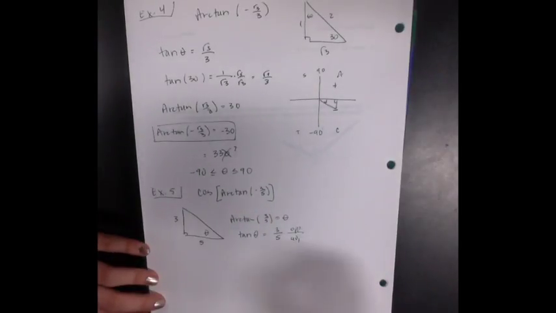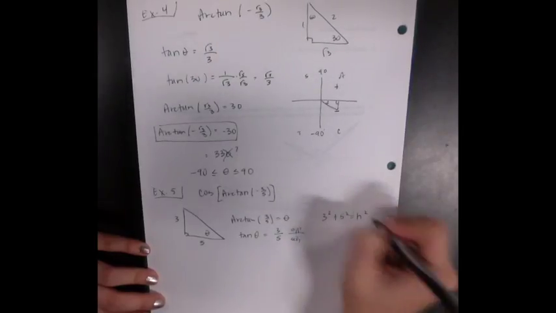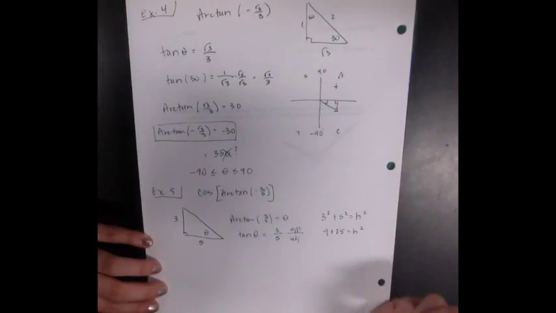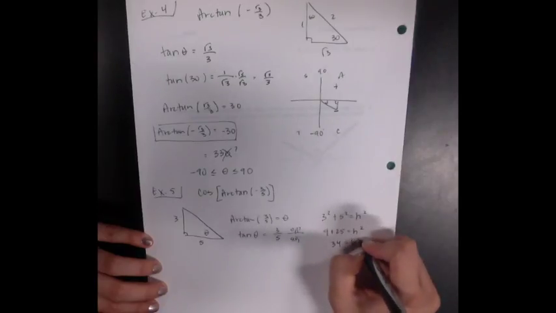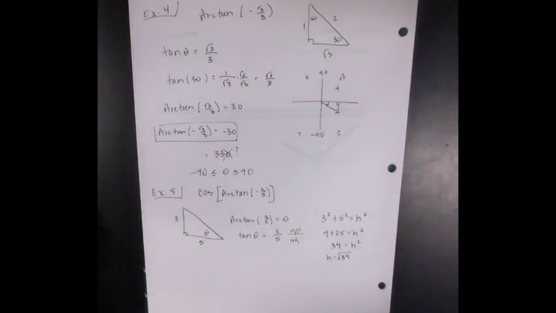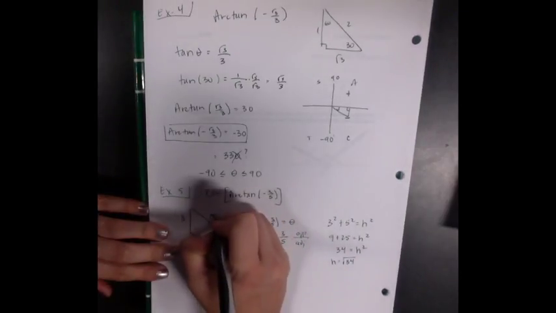Now, I need to find my hypotenuse. I can use the Pythagorean theorem. 3 squared plus 5 squared gives me h squared. So 9 plus 25 gives me h squared, leaving me with 34 is h squared. So h is the square root of 34. And we are just going to leave it like that. So this is the square root of 34.